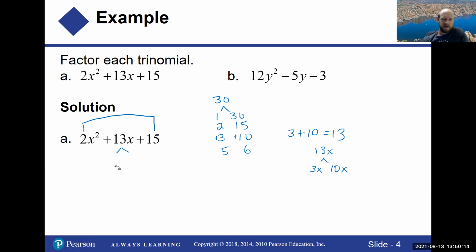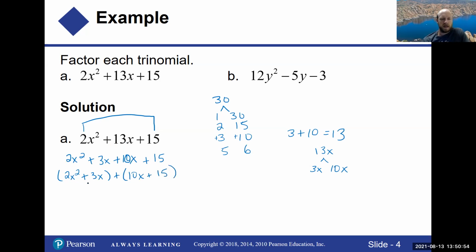Okay, so that's what I'm doing here. And if it doesn't make sense, bear with me. Hopefully it will in a little bit here. So I'm splitting up 13x into 3x and 10x because I know that those add to 13x. And now what I can do is what we did last time, the factoring by grouping. So I can group these two together, our first two terms and our last two terms together.